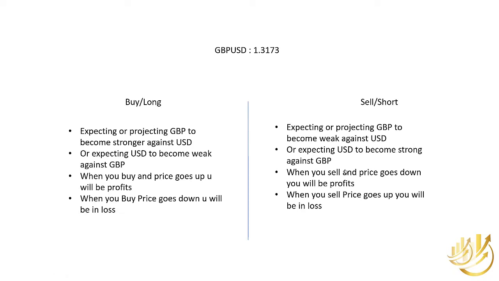The first thing I wanted to talk about is that you will see pairs like GBP/USD, EUR/USD written most of the time in terminals or trading software. So what do you mean by that? If you see GBP/USD equals 1.3173, what does that mean? That only means that if you want £1, you have to pay $1.3173.